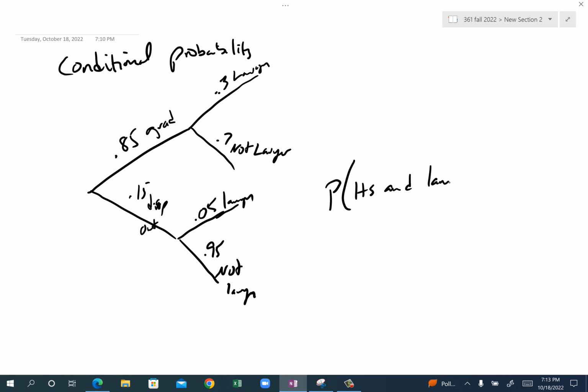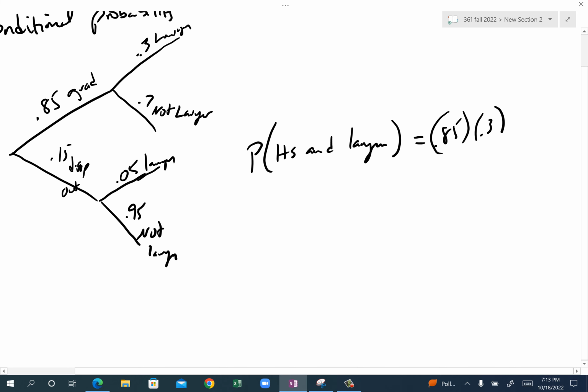So we talked about last time, I heard "and." Well, of course, it's 85% times 30%, and so obviously those things went together. But here's the question. What's the probability that you end up being a lawyer? Well, I mean, you're a freshman in high school. What's the probability you end up being a lawyer? Well, there's two things that can happen.